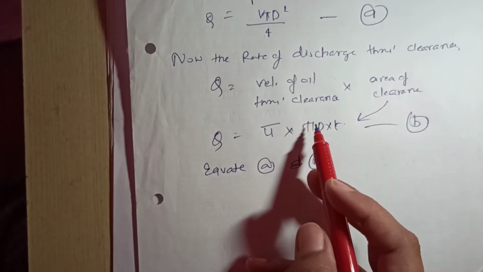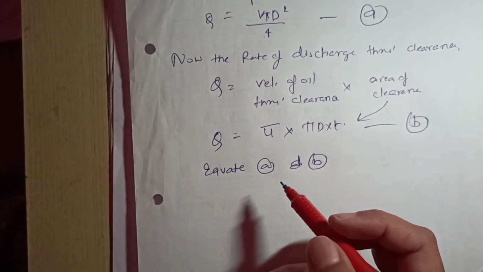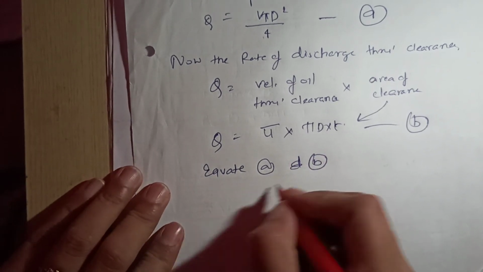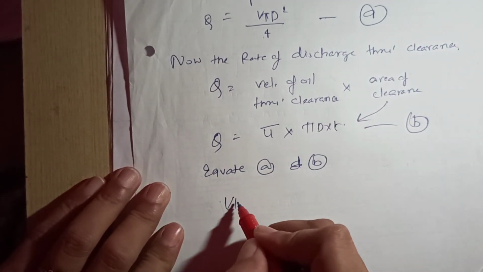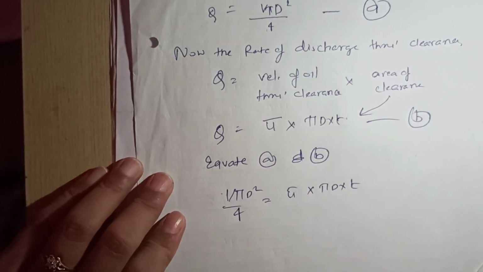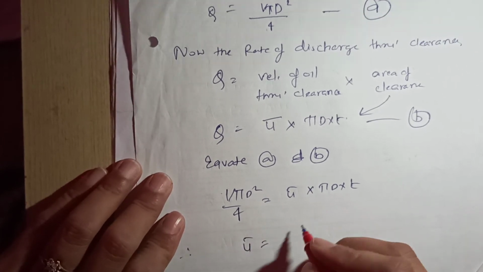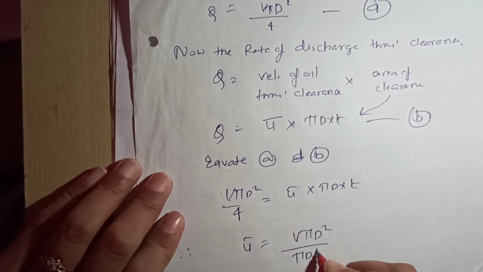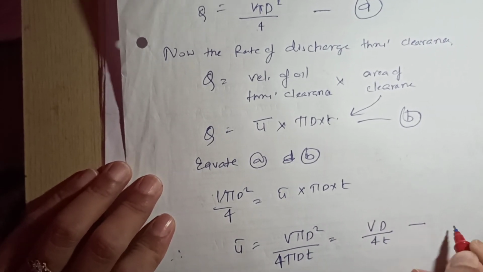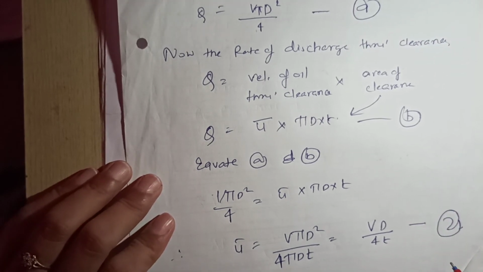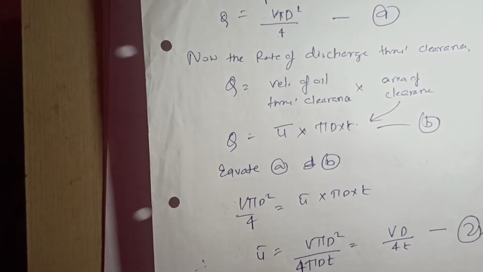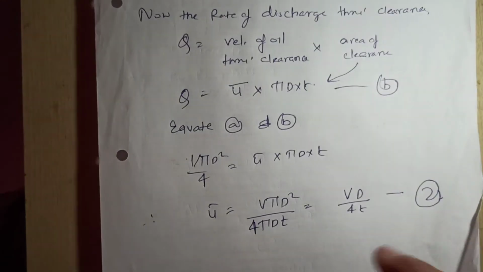And the actual rate of flow of oil through the clearance will be equal to the velocity of oil, which we are considering as the average velocity between two parallel plates, into the area of the clearance. Therefore we can equate A and B: V pi d square upon 4 is equal to U bar into pi d into t. Therefore U bar is equal to V pi d square upon pi d t into 4, which is V d upon 4 t. That is your equation 4.